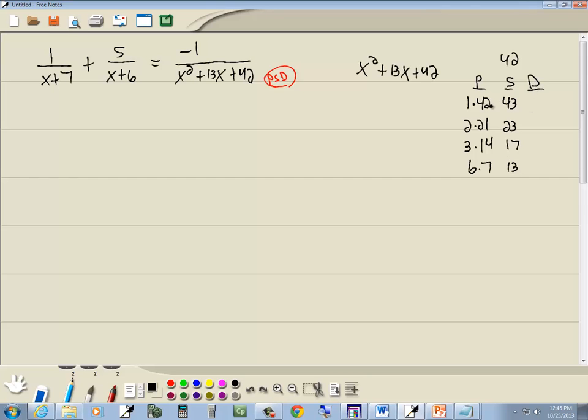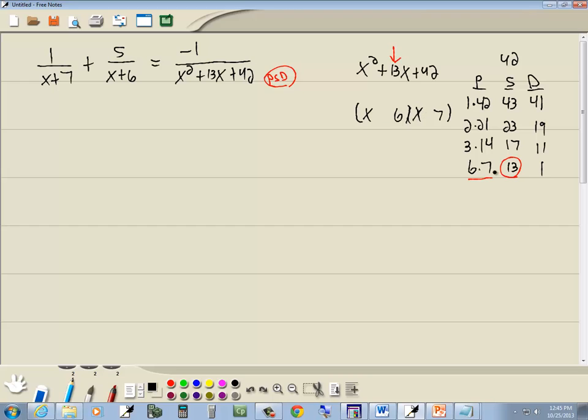D, difference. We subtract smaller from larger. 42 minus 1 is 41. 21 minus 2 is 19. 14 minus 3 is 11. 7 minus 6 is 1. The number we're looking for is the number in our middle term, which is 13, which is right here, which means we'll use 6 and 7. So we got 6 and we got 7.